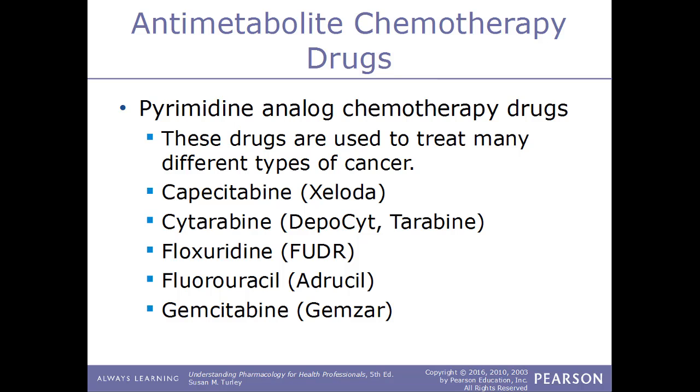And just like we saw with the purine analogs, the pyrimidine analog chemo drugs are used to treat many different kinds of cancers. And some examples of this category of the antimetabolites include capecitabine, also known by the trade name Xeloda, cytarabine, known by the trade names Tarabine and DepoCyt, floxuridine, known by the trade name FUDR, fluorouracil, known by the trade name Adrucil, and gemcitabine, also known by its trade name Gemzar.